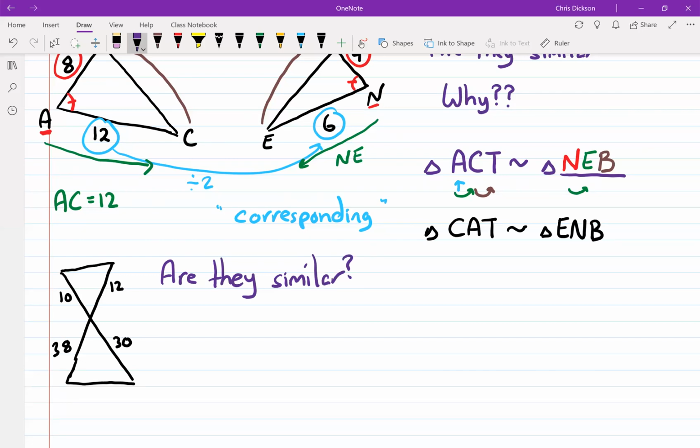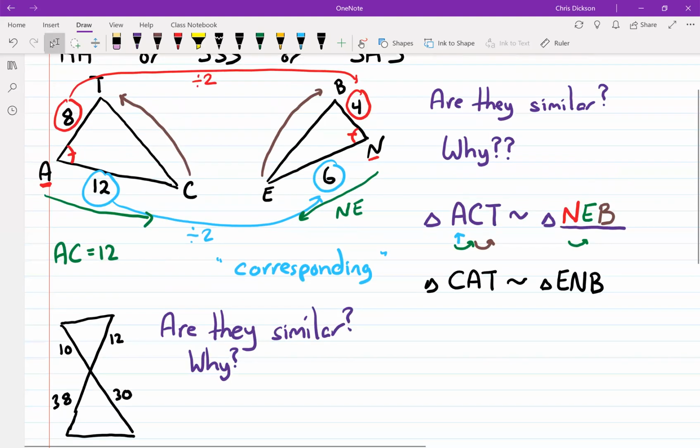And then of course, why? I'm going to go back to the question because I never really answered the why part of it. So I guess first of all, are they similar? Yes, they are similar. And the reason why? Because they follow the SAS rule. So they're a sassy set of triangles.